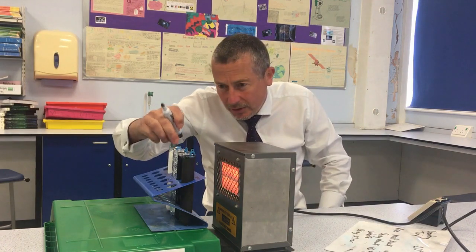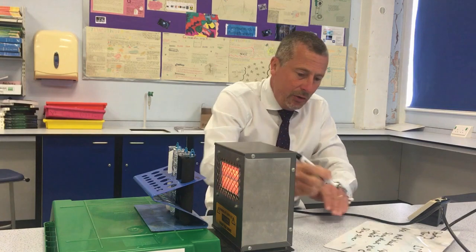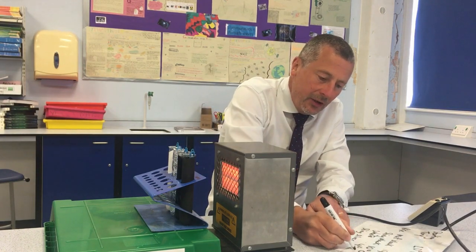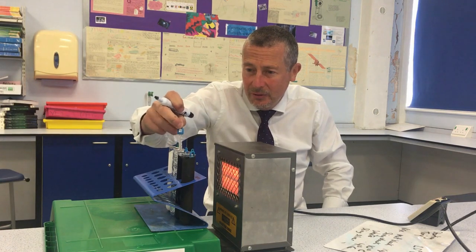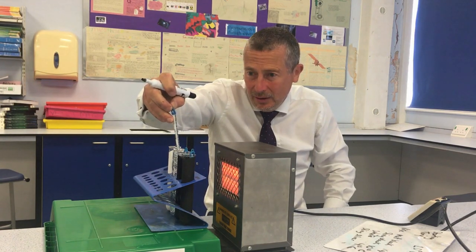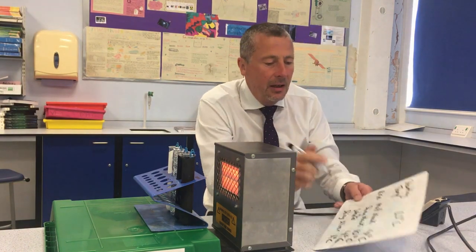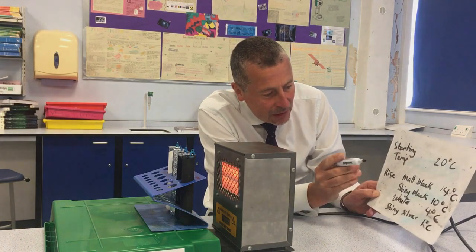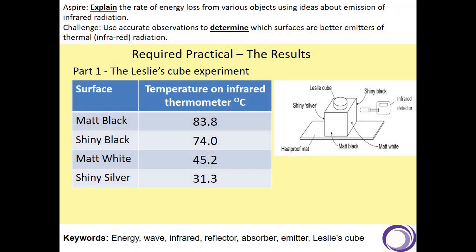So the white one has gone up, not as much, just 4 degrees. And then the shiny silver. Some of you should be making a prediction. Just gone up 1 degree C in 10 minutes. So matte black the most, shiny silver the least. Okay, so I've recorded the results on this results table so that you don't have to jot them down. We can just have a look at them.